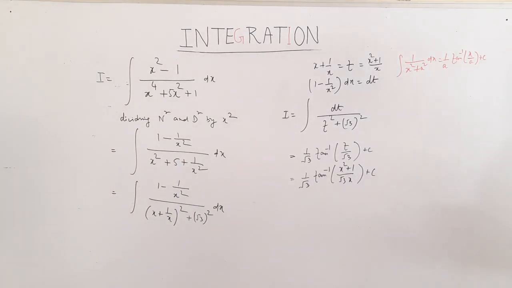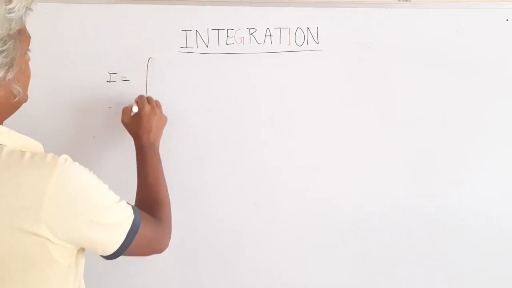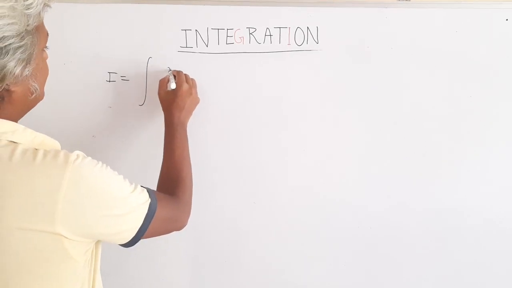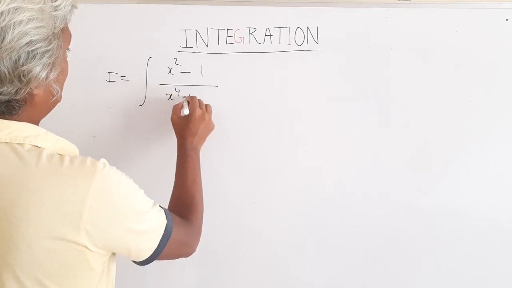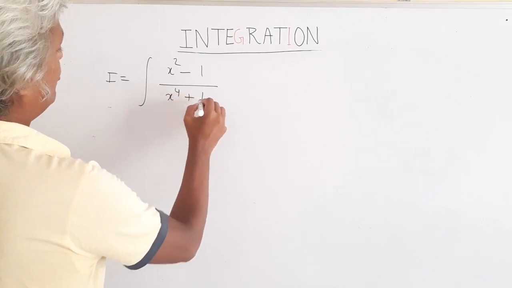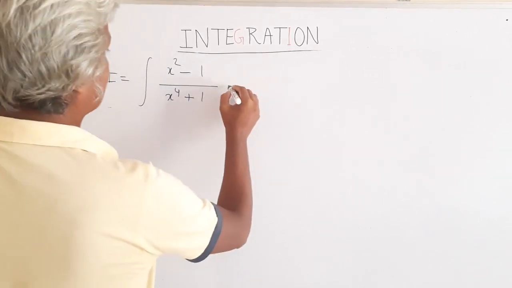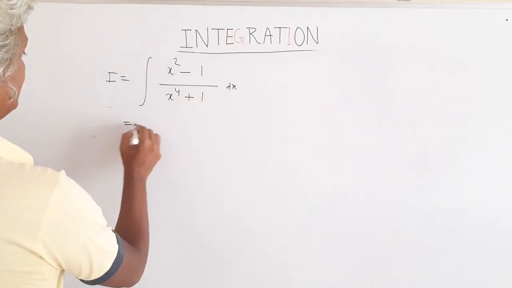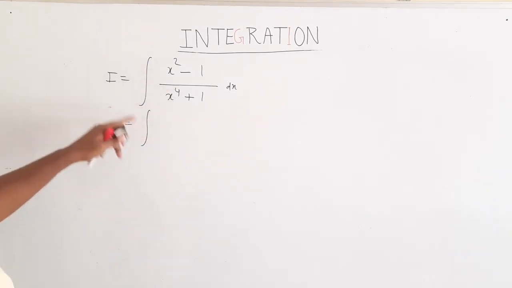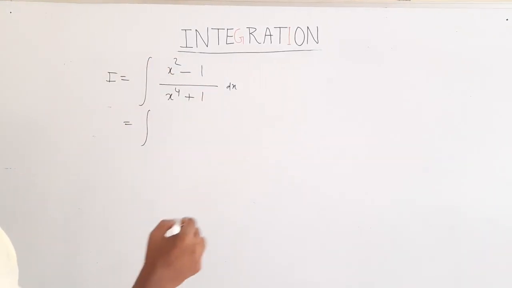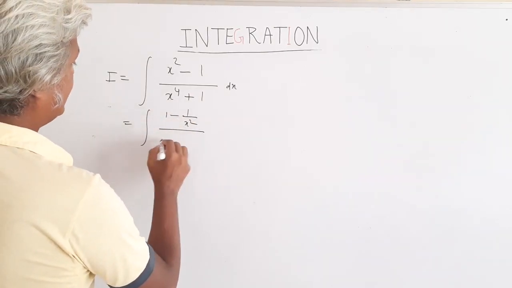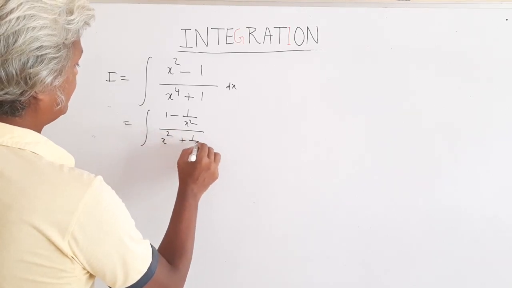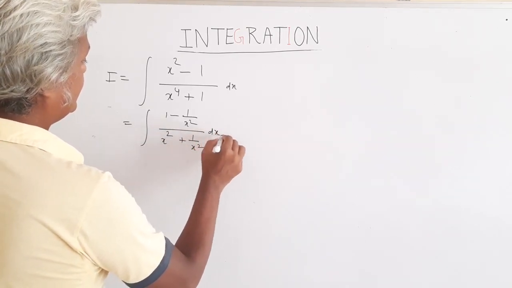Now I'll take another example to solve this particular form. So now I take one question which goes like this: integral of (x square minus 1) over (x to the power 4 plus 1). So this is looking very simple. Now what I do is divide both numerator and denominator by x square. So this becomes (1 minus 1 over x square) over (x square plus 1 over x square) dx.